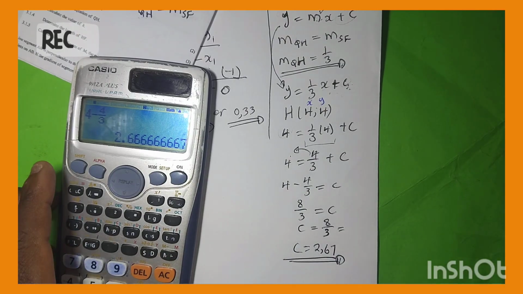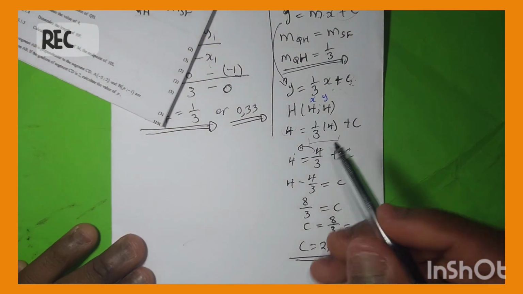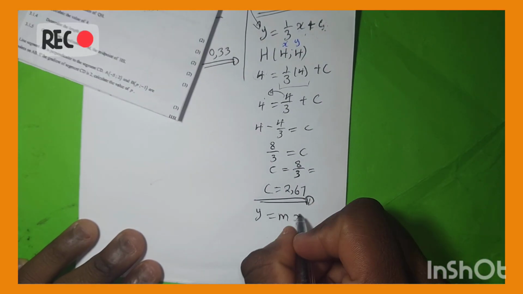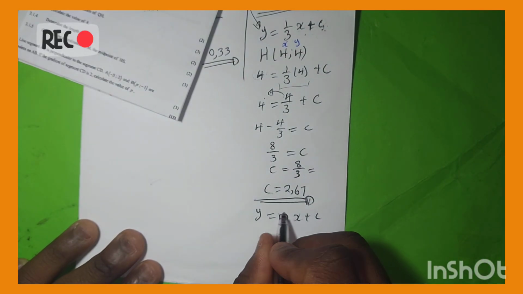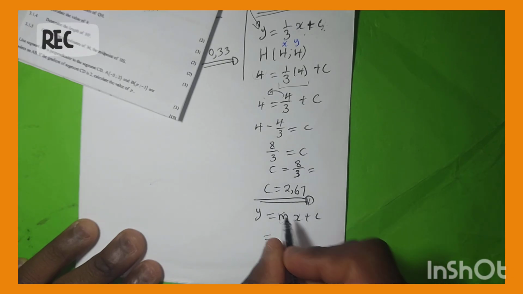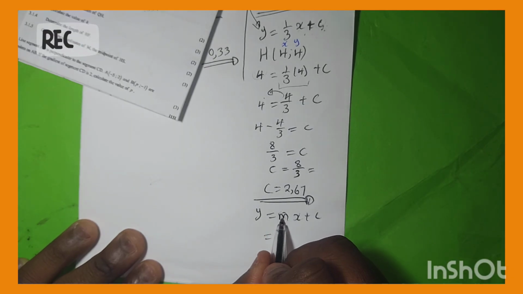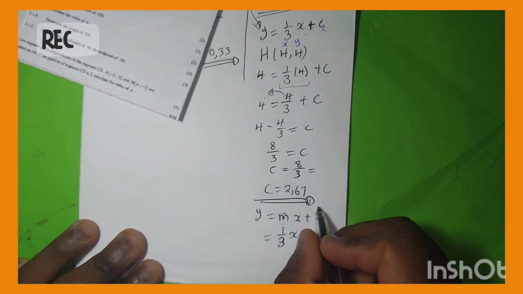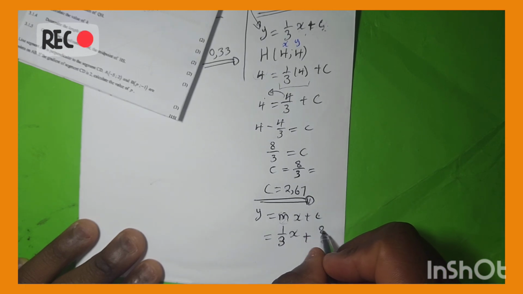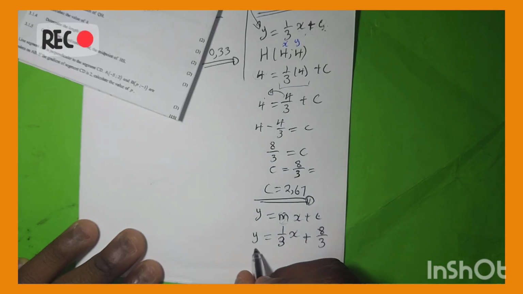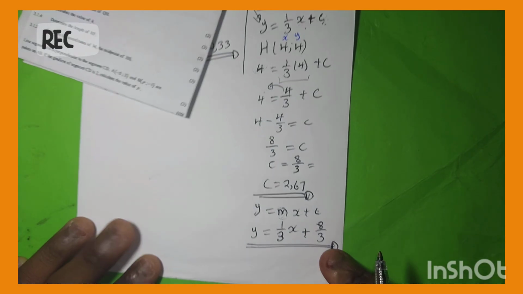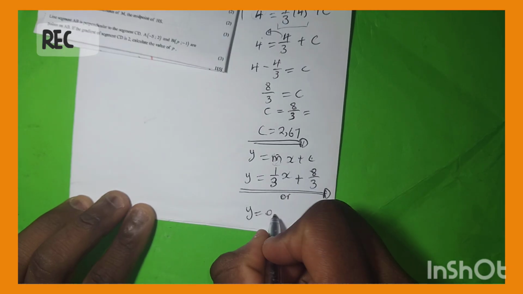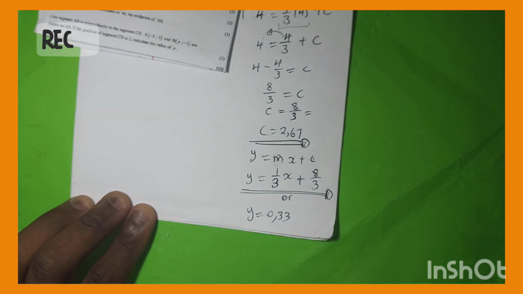That one. Do you see? So now your equation will become like this. You know the value of M, which is the gradient, 1/3x, and now you know the value of C, which is 8/3. You can leave your answer like this, or you can leave it in decimal form, which is 0,33, whereby this one will be 2,67.